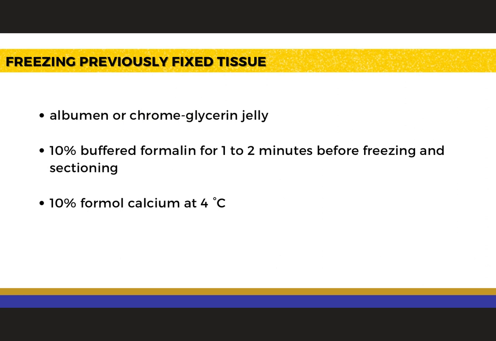So sections of formalin fixed tissue may not adhere to the slide and will fall off or be detached during staining. So to enhance the attachment of frozen fixed sections, clean slides should be coated with albumin or chrome glycerin jelly, or the tissue block may be immersed in boiling 10% buffered formalin for 1 to 2 minutes before freezing and sectioning for rapid surgical diagnosis.